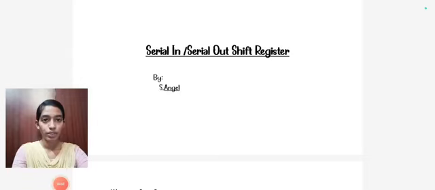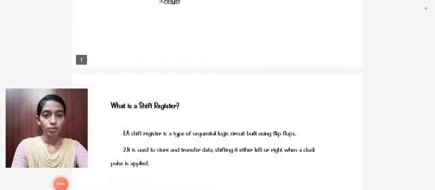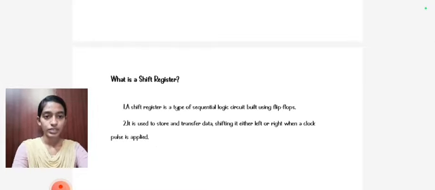Everyone. Today I am going to explain about serial in and serial out shift register. First we want to know what a shift register is. A shift register is a type of sequential logic circuit built using flip-flops. It is used to store and transfer data, shifting it either left or right when a clock pulse is applied.